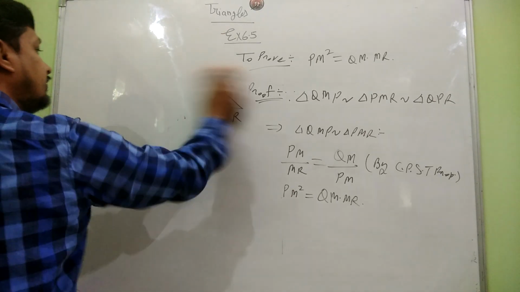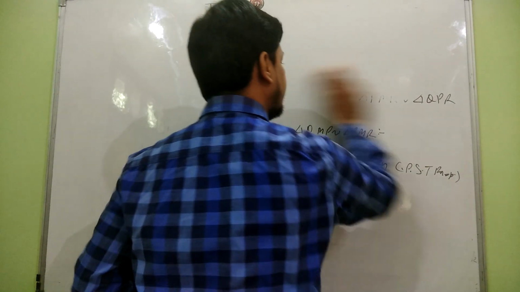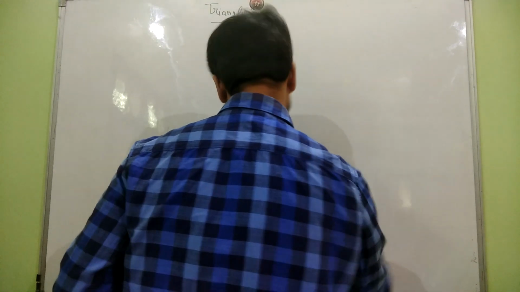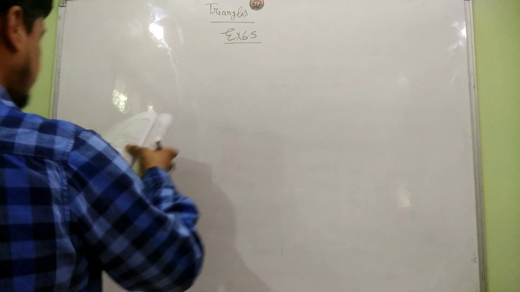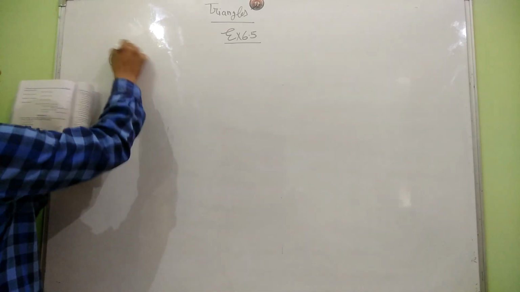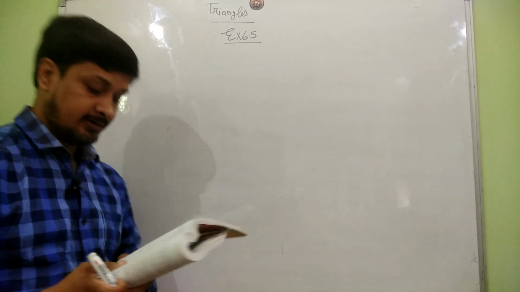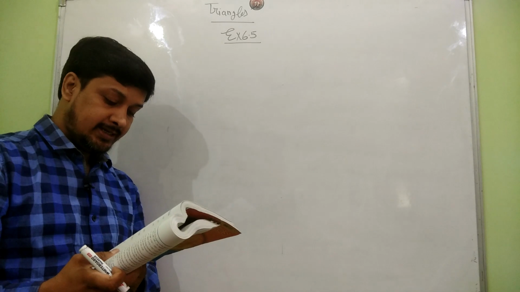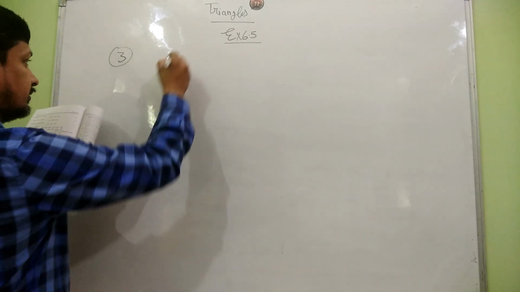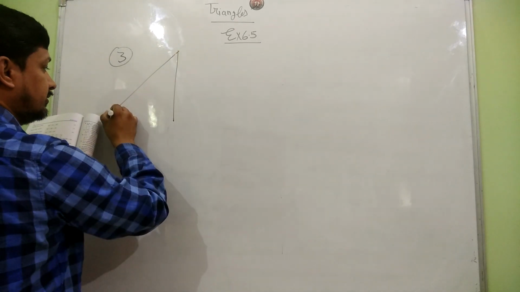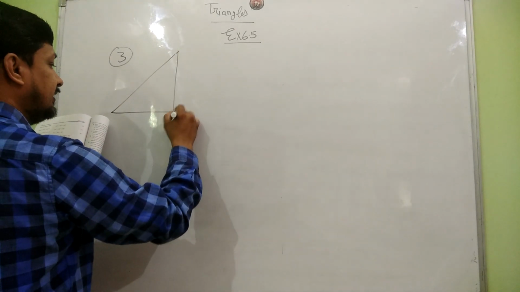After this, we have question number 3. The figure is given to you. Here ABD is a right angle at A. So here is the figure, right angle at A.